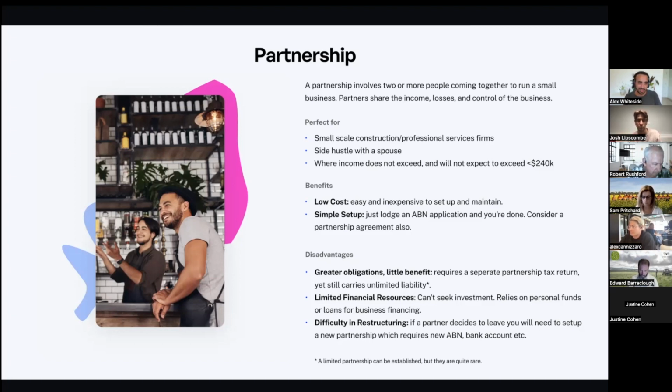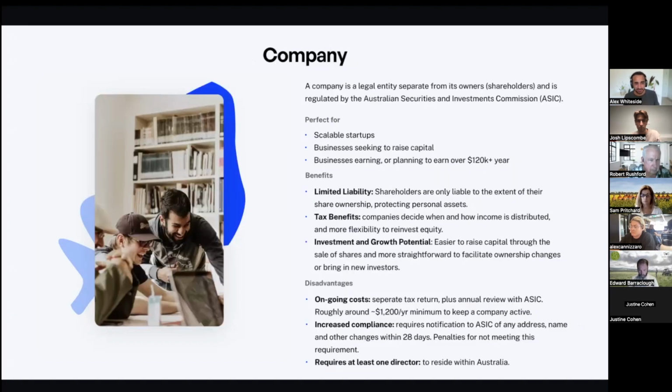But we don't see them in any serious businesses that are seeking investment or earning good income, you could say. So that's where you move on to a company structure.